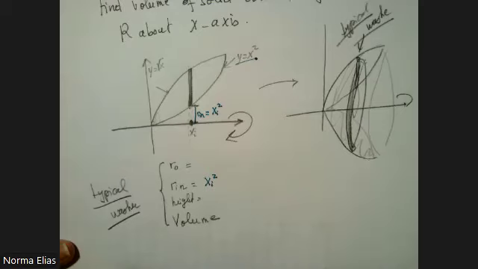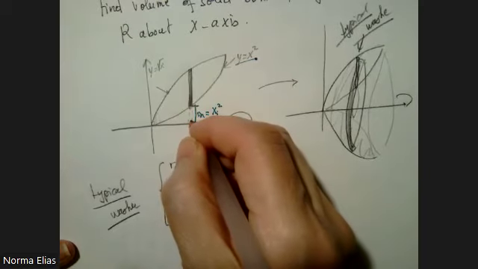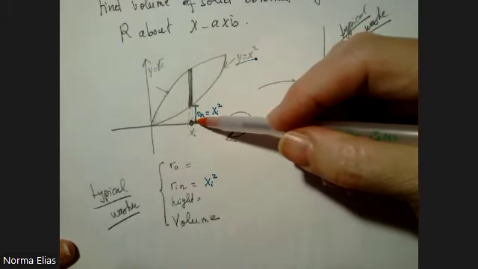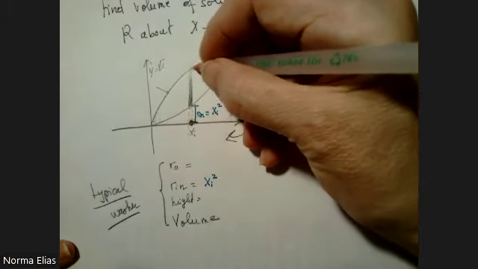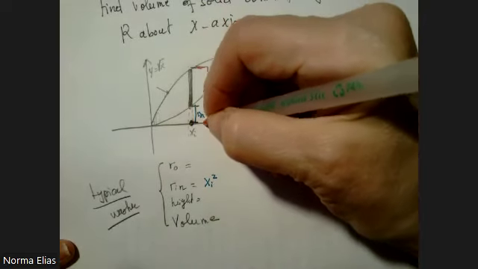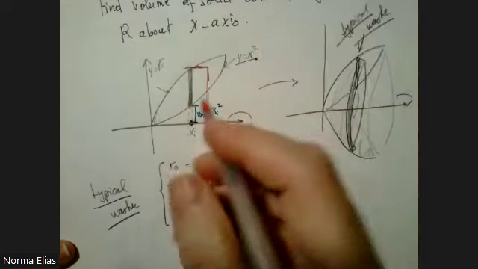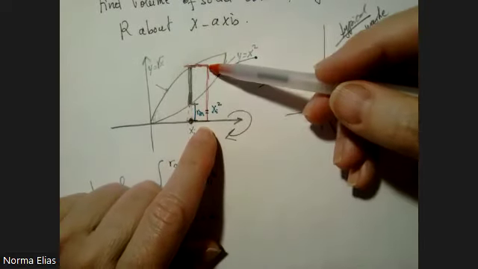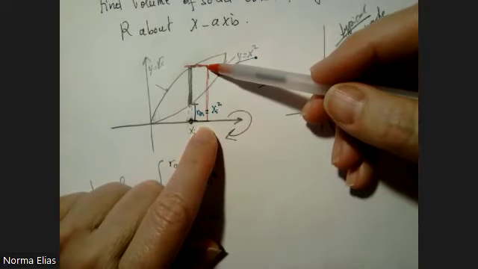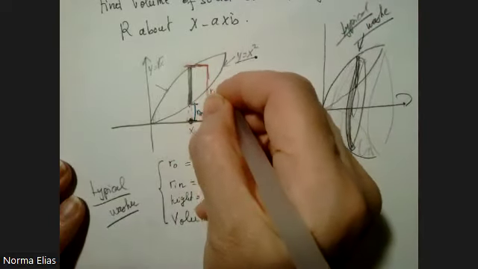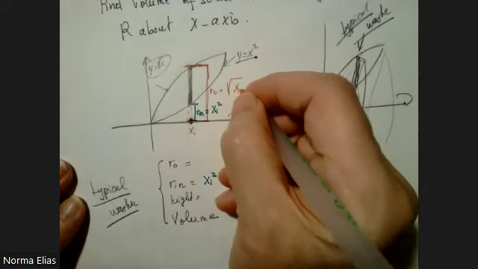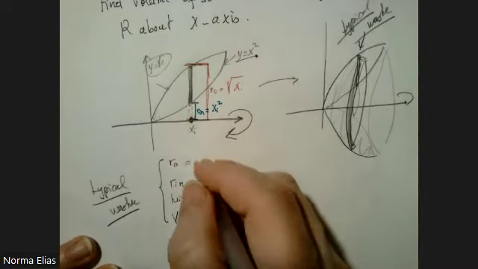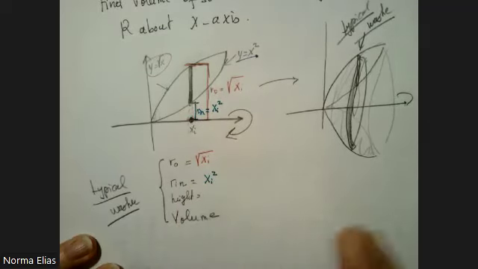That's the inner radius. Now what's going to be the outer radius? That's the axis of rotation. The outer radius is going to be from the axis of rotation all the way to here, up to the curve which is farther away from the axis of rotation. So if this is xi, this is going to be the square root of xi. So my outer radius is the square root of xi.